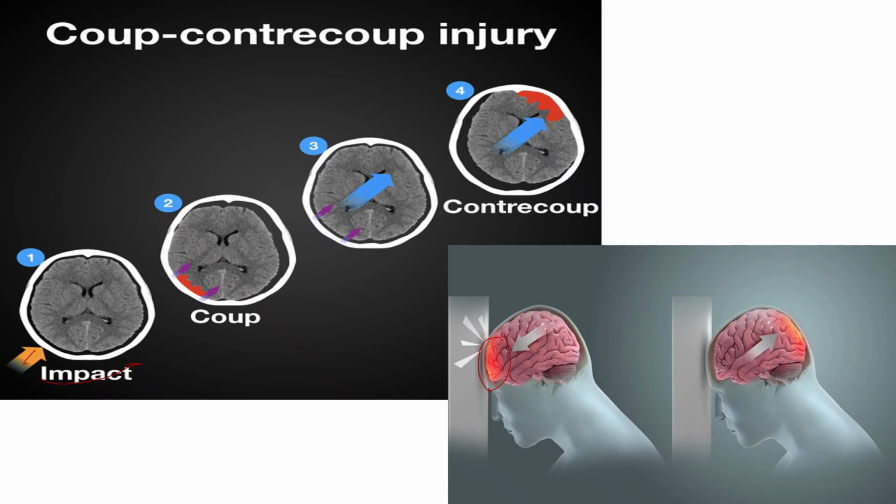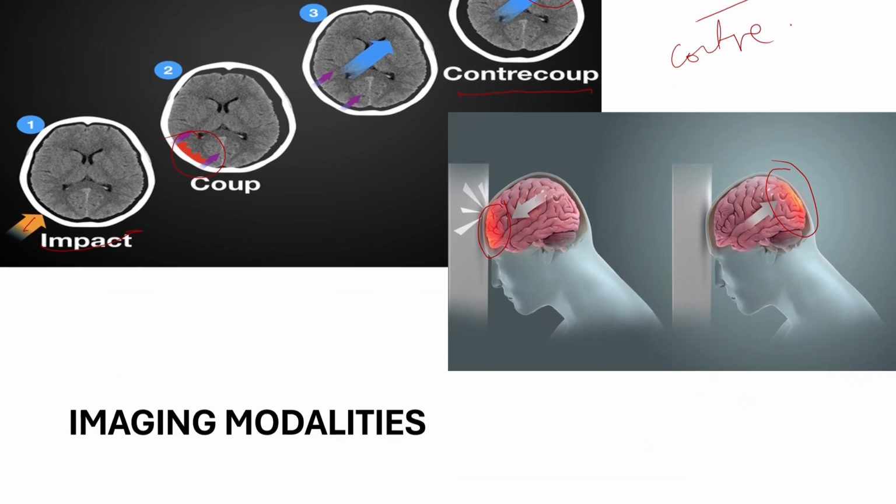So this area is the coup, and there is a rebound injury over the opposite side. As we can see here, this is called the contrecoup. So in case of trauma, think of contrecoup injury. Evaluate the image very carefully and see both sides: the site of coup or direct impact, and also the opposite of the direct impact, that is called the contrecoup injury.